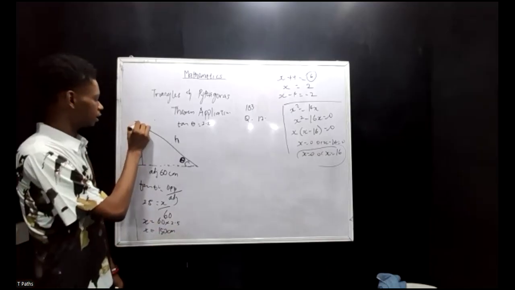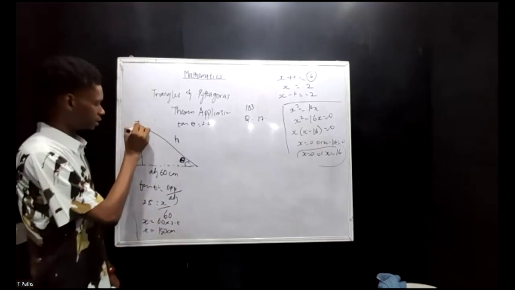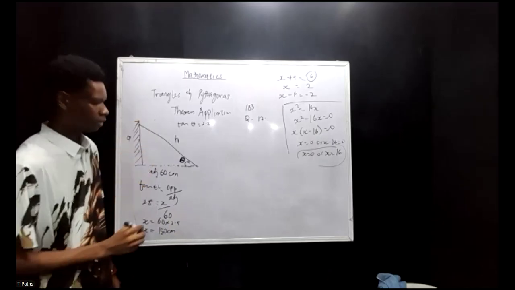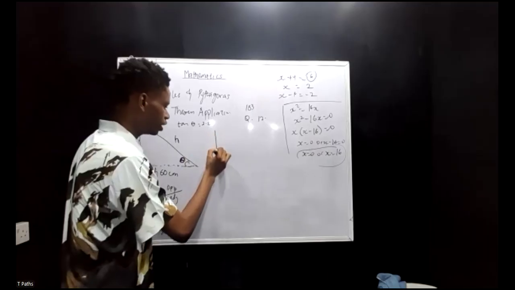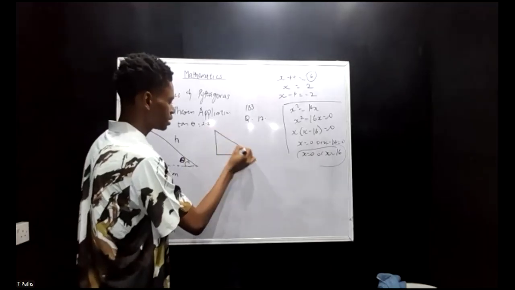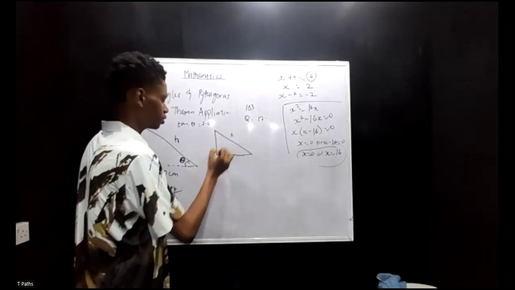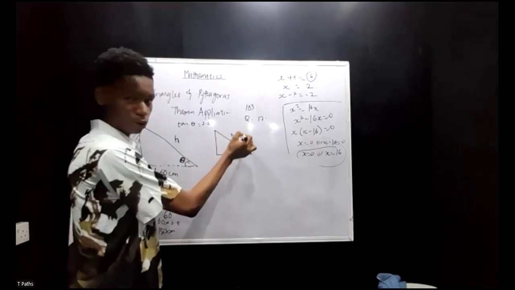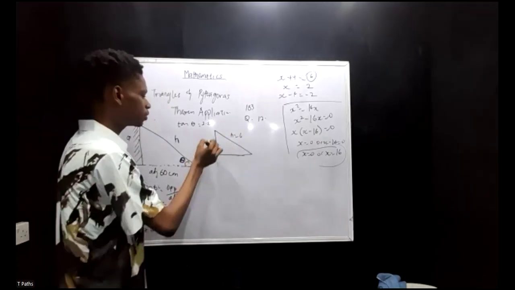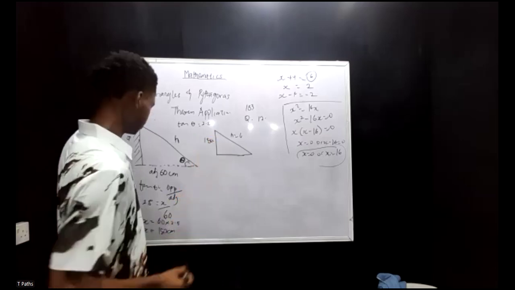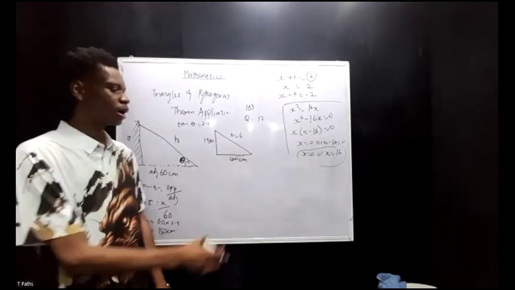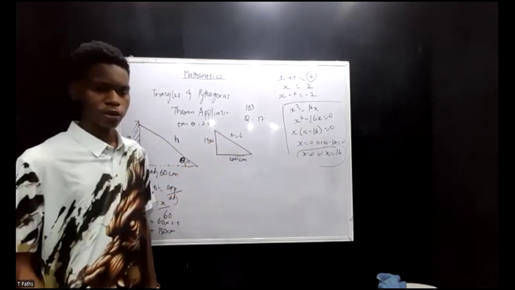So the value of my opposite, which is from here to here, is 150 centimeters. Now I can draw out a new triangle, which says hypotenuse, which is the length of my ladder. L stands for length of ladder. Opposite is 150 centimeters, and then adjacent is 60 centimeters. Now, how do I find the length of the ladder?